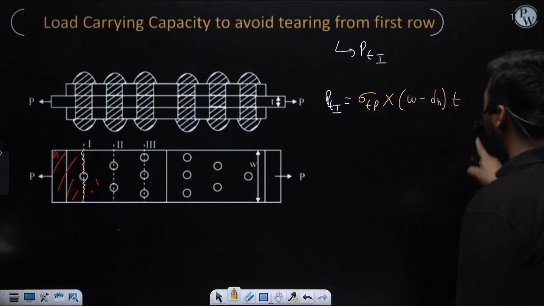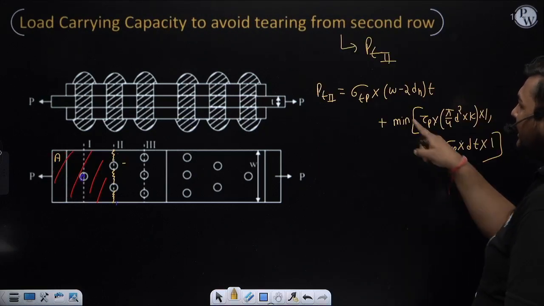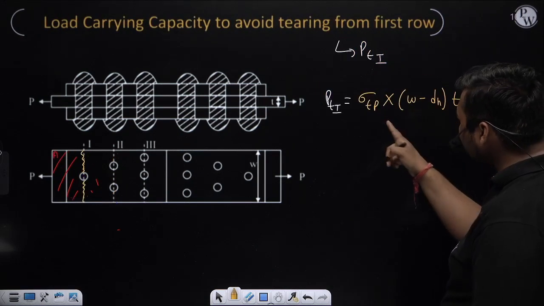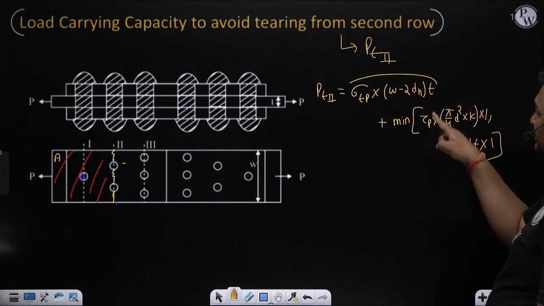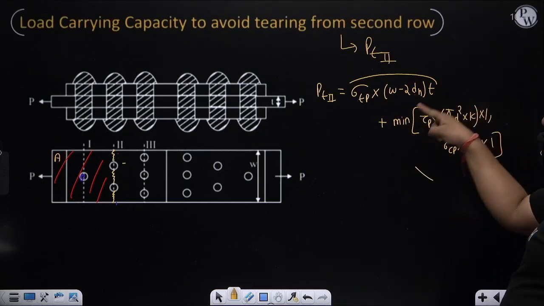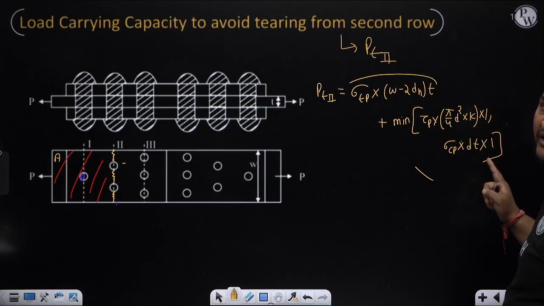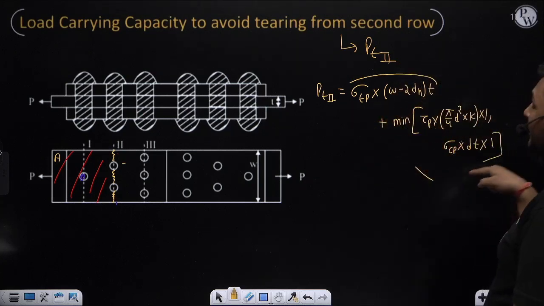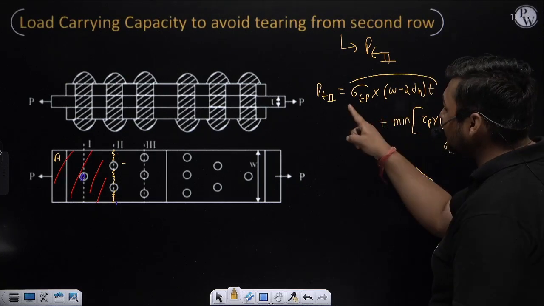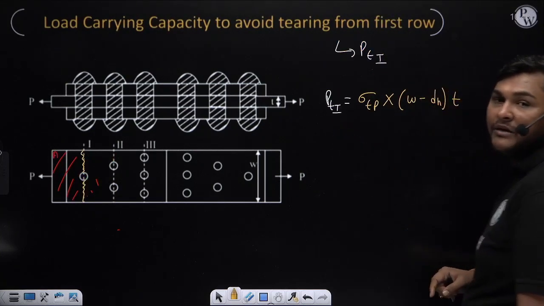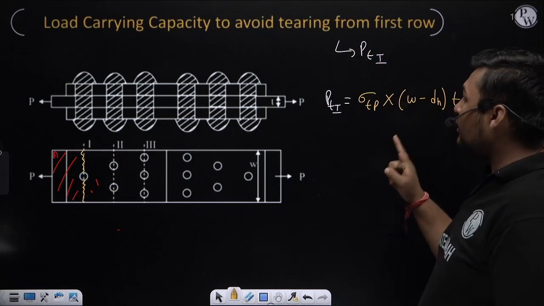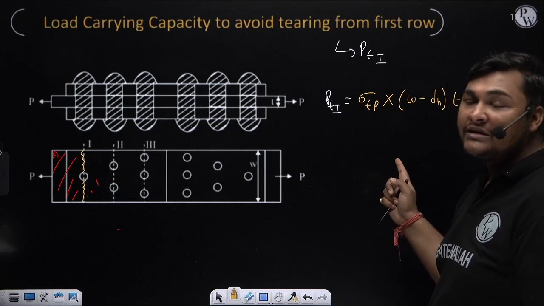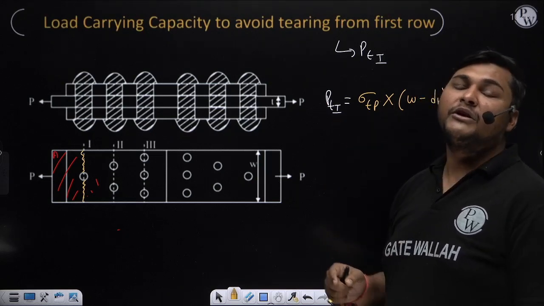Because right now, if you see this term here, W minus Dh is coming, and in this term, it is W minus 2 Dh. So you can see right now this term is lesser than this. But in this term something is adding. So if the weightage of this addition is more, then PT2 will come more. But if the weightage of addition is less, then it might be possible PT2 is coming less and PT1 is coming more. So if PT1 is less, overall load carrying capacity out of PT1 and PT2 will be PT1. If PT2 is less, overall load carrying capacity out of PT1 and PT2 will be PT2.